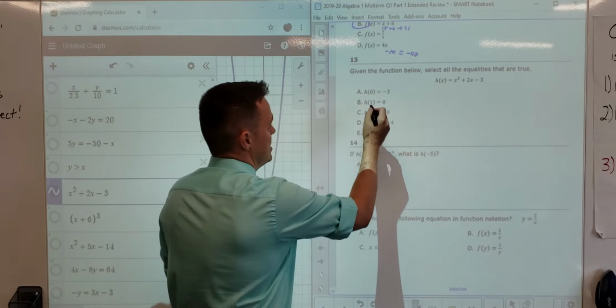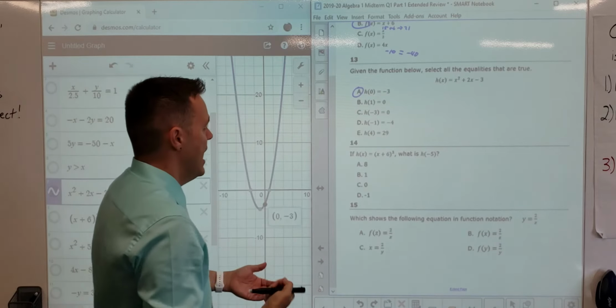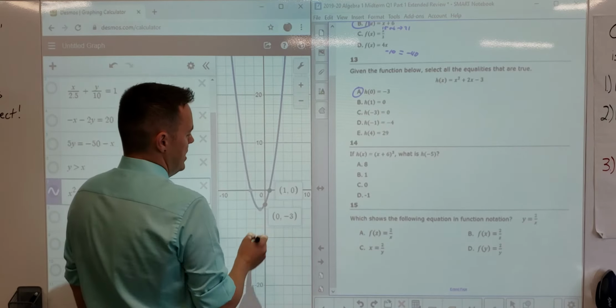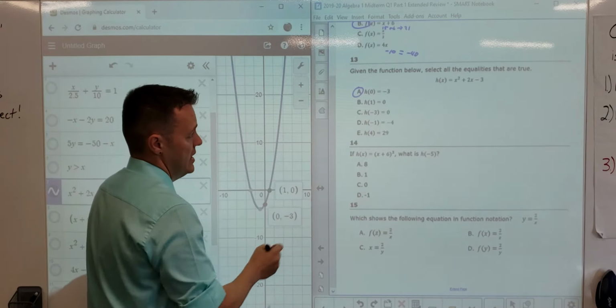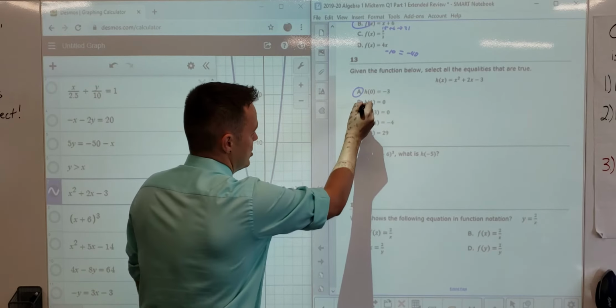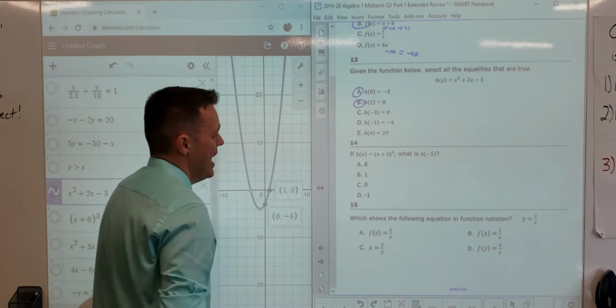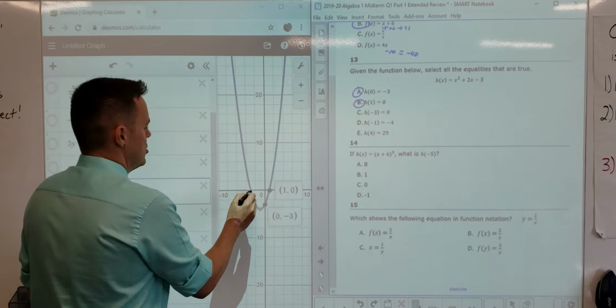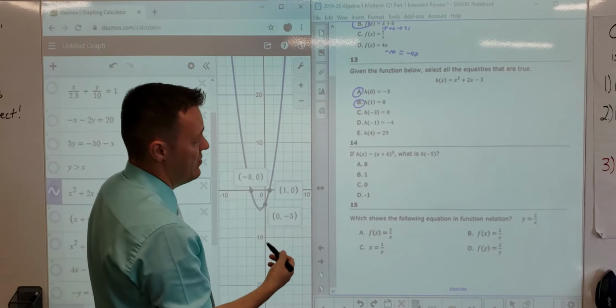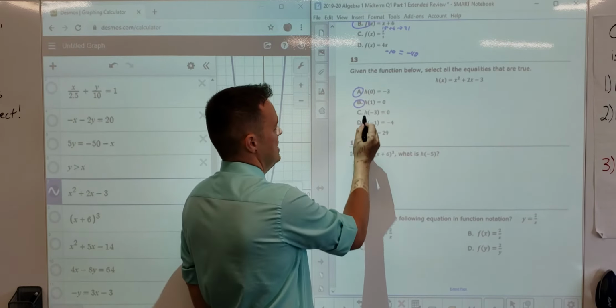All right, so the answer to this one is A is an answer. At the value of 1, is my answer 0? The actual answer is yes. Okay, so you would circle that one too. At h is negative 3, so I come over here to negative 3. Is my value 0? The answer is yes.